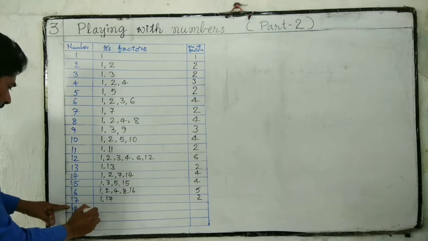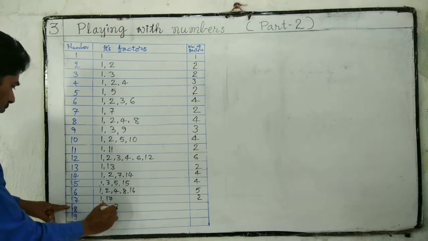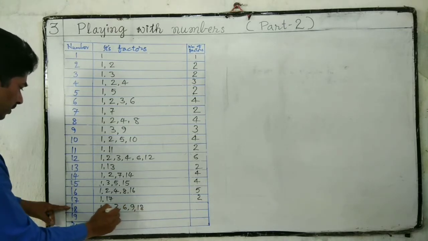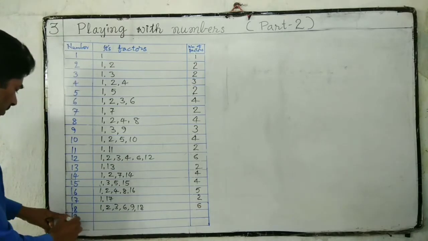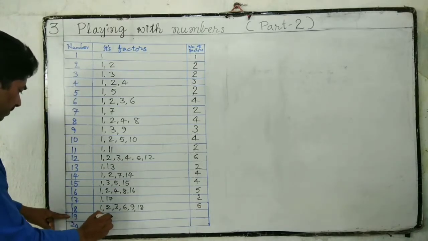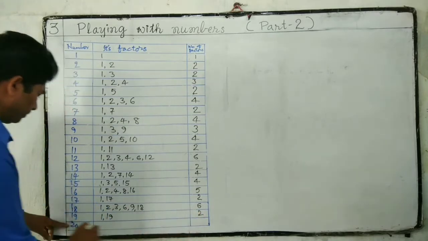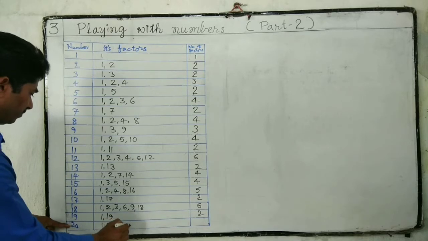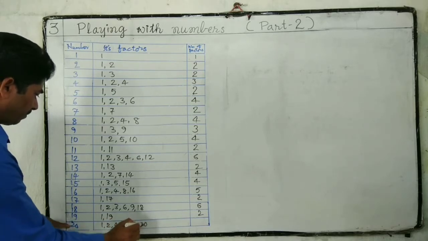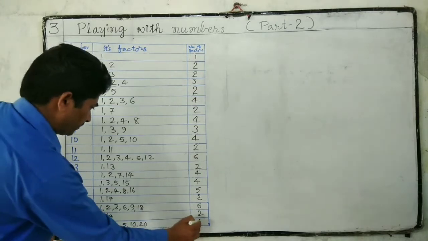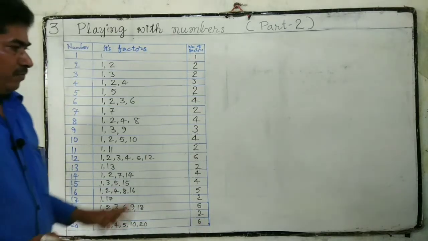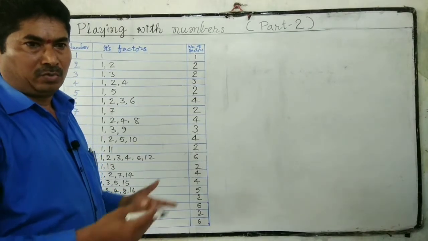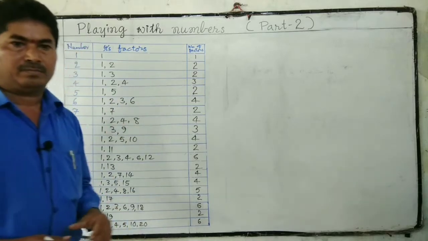Next 18, it is divisible by 1, 2, 3, 6, 9, 18. So it has 6 factors. 19: 1, 19 only. 2 factors. 20: 1, 2, 4, 5, 10, 20. So it has 6 factors. Without doing any process, we can write these factors.